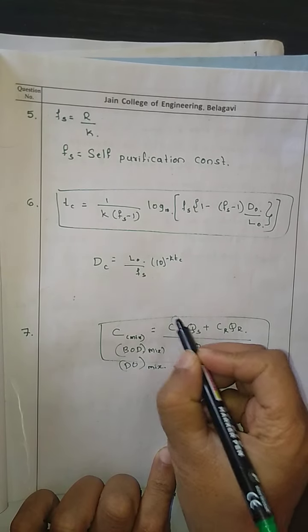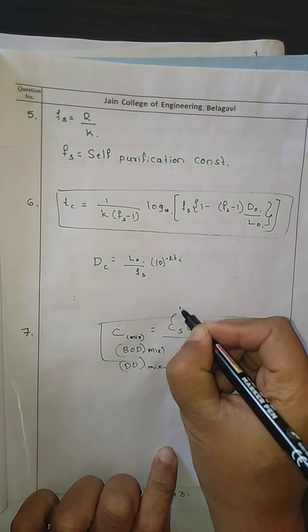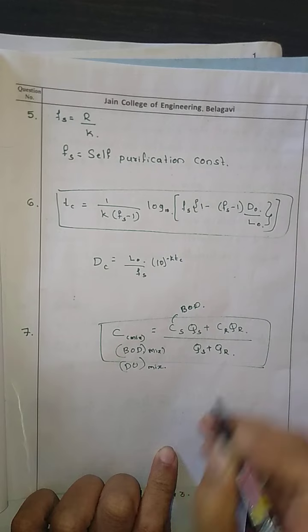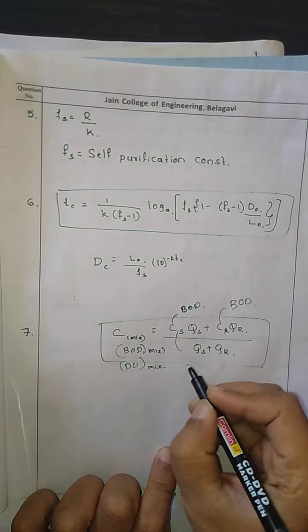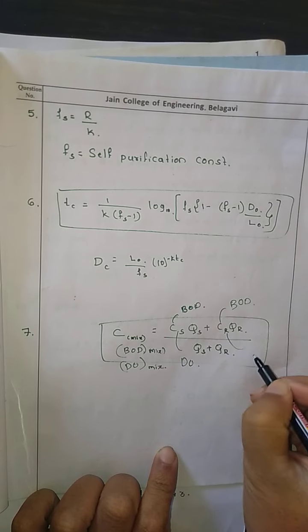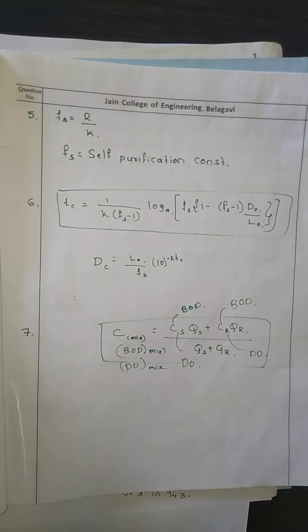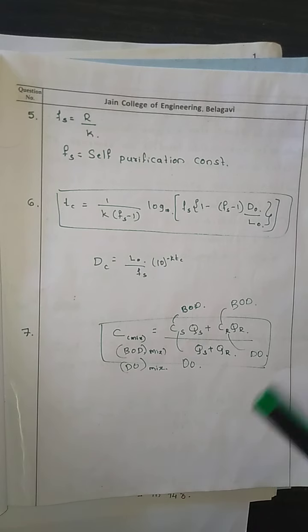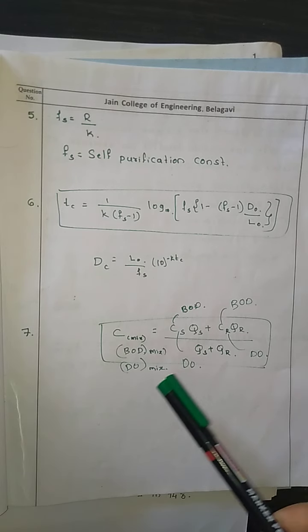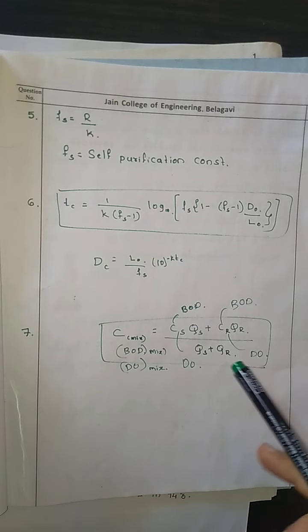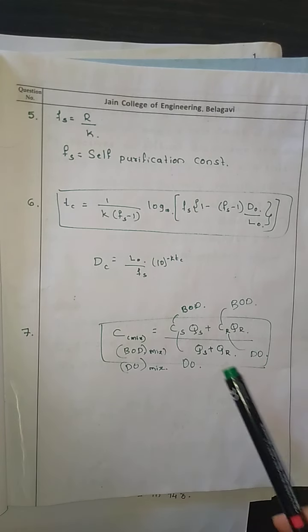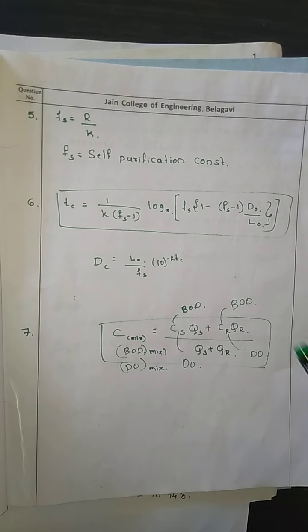Instead of here CS, if we want the BOD of the mix, then we are going to substitute it as BOD. Suppose we want the DO of the mix, then we are going to replace it by the DO of the mix. So C stands for either BOD or DO. In general, the concentration of the mix is equal to (CS QS + QR CR) divided by (QS + QR).